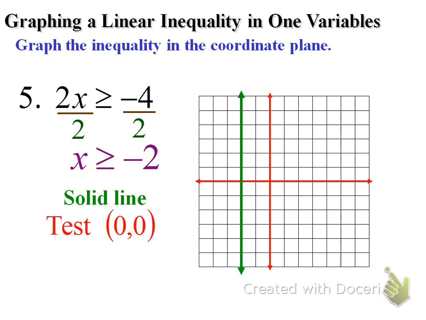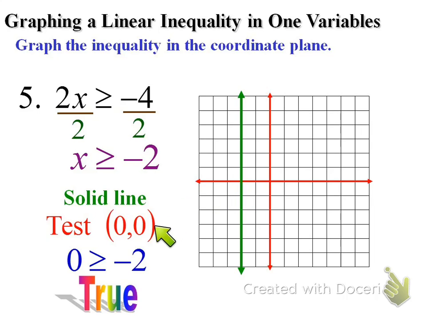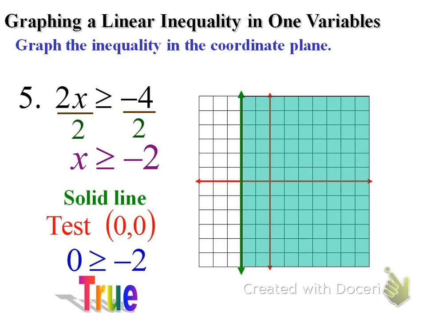The other way to do it is to do a test point. So you can test a point by plugging it in just like we were doing. If the test point makes it true, you shade in the area where the test point was located. So this test point was right here, so we would shade that whole region. Or just think, where is the x value going to be greater than negative 2? It's also to the right. So either way you want to figure out the shading is fine.